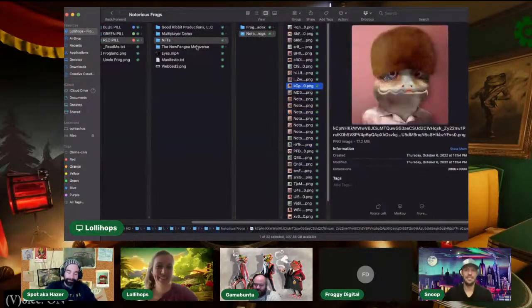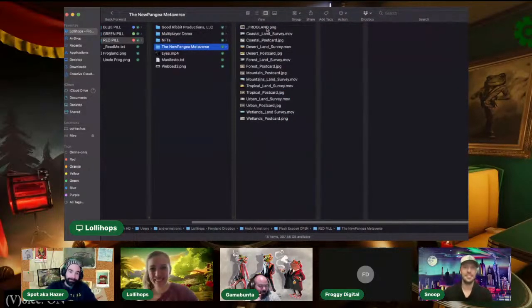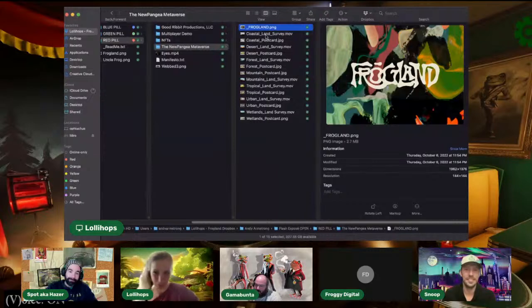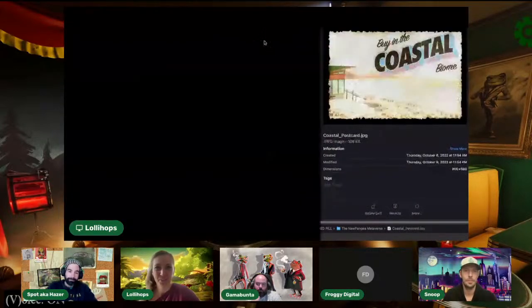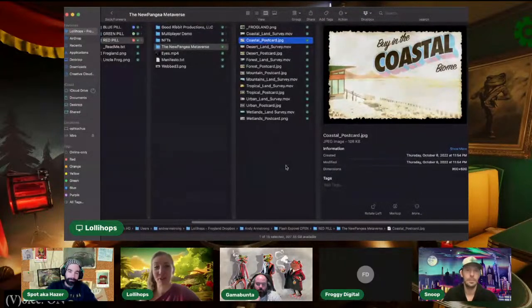Okay. And then one last folder in our red pill one, it was the new Pangea Metaverse. So we put our Frogland branding in there. And then there is a static camera clip from each of the biomes where you can get a little bit of motion from the water and the grass. And then as well as the postcards that Shrimp made that are getting their first little sneaky debut into the world.